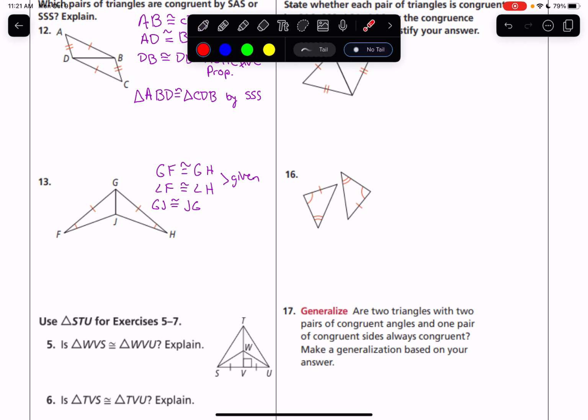I have an angle, side, side pattern here. Angle, side, side is not one of my congruency postulates. So having angle, side, side right here does not mean anything about whether or not I am able to create congruent triangles right here. So this is going to be not congruent. We don't know that it's congruent, so it's not congruent.